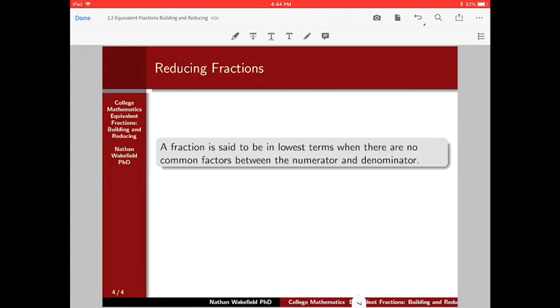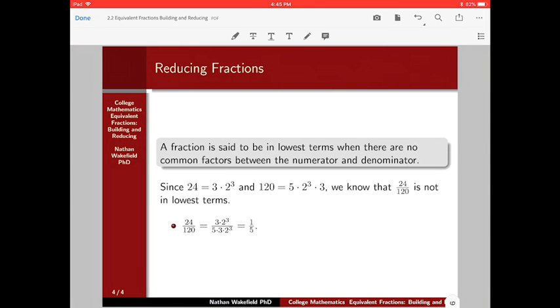We can also talk about when a fraction is in lowest terms. So we will say that a fraction is in lowest terms when there are no common factors between the numerator and the denominator. So let me give you an example. 24 is written as 3 times 2 cubed. So that is the factorization. Remember back from our section on factorization, that is the factorization of 24. The factorization of 120 is 5 times 2 cubed times 3.